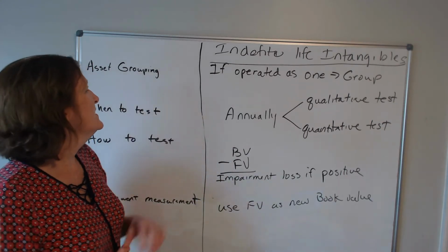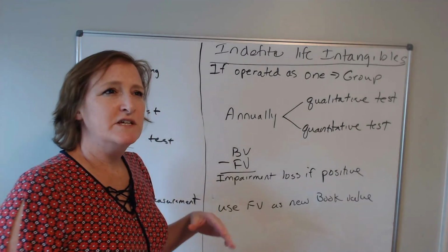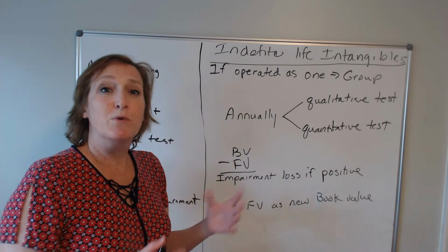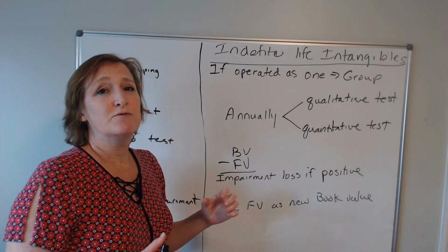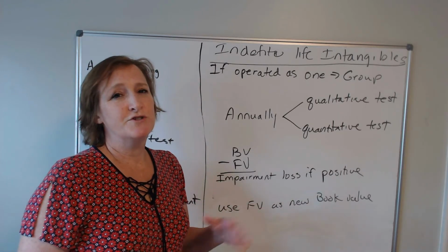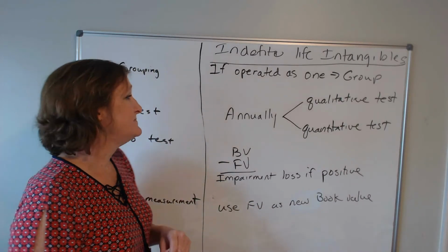Okay, so asset grouping. It's a little different than property, plant, and equipment, and basically if you have more than one intangible that are indefinite life and they work together, then you can group them. Otherwise, they should be individual. And so often what you're going to find are individual ones on your homework and any quizzes.